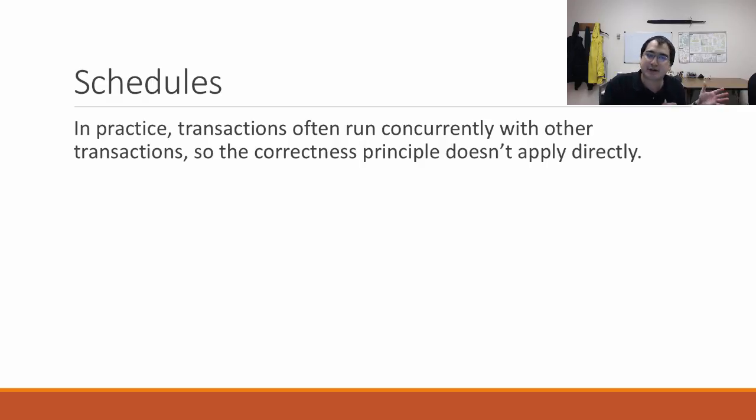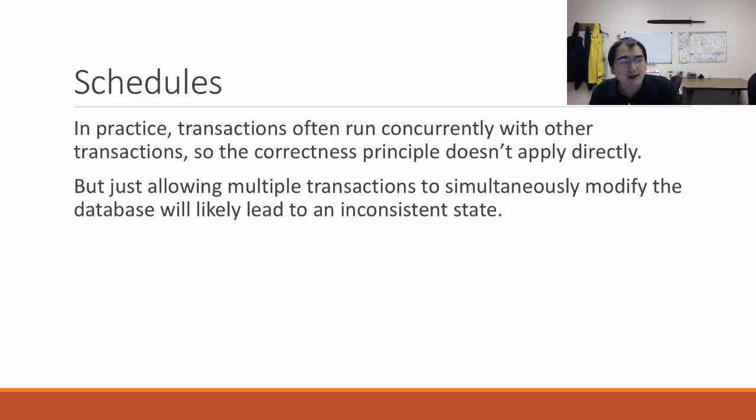So the correctness principle that we talked about before, that it should appear as though there's one transaction that goes from beginning to end and then there's another transaction that goes from beginning to end, doesn't apply directly. But by just allowing multiple transactions to occur at the same time, just like letting them do whatever they want, it's likely to lead to an inconsistent state. It's likely if you have a rule that says no account should go into negative amounts of money, but you allow for multiple transactions to occur without checks, it's very likely that somebody could double spend.